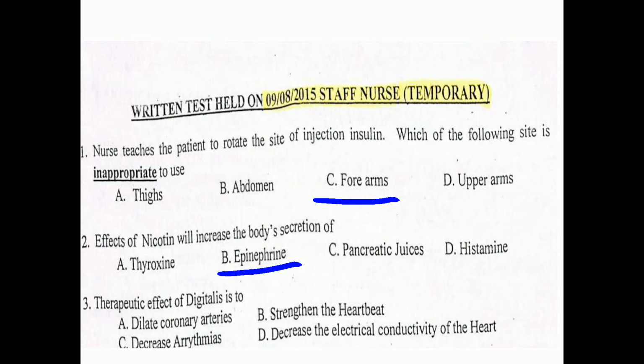Next question. Therapeutic effect of digitalis is to. Options are dilate coronary arteries, increase arrhythmias, strengthen the heartbeat, decrease the electrical conductivity of the heart. The correct answer is option B, that is strengthen the heartbeat.